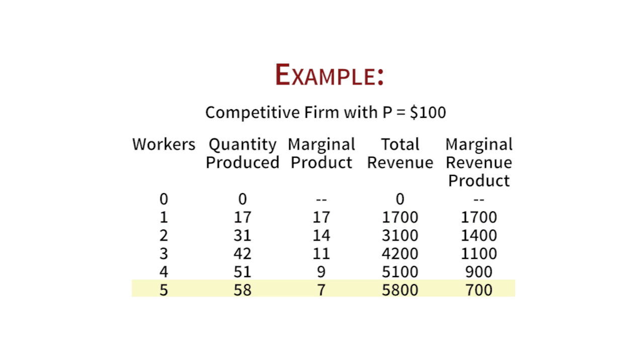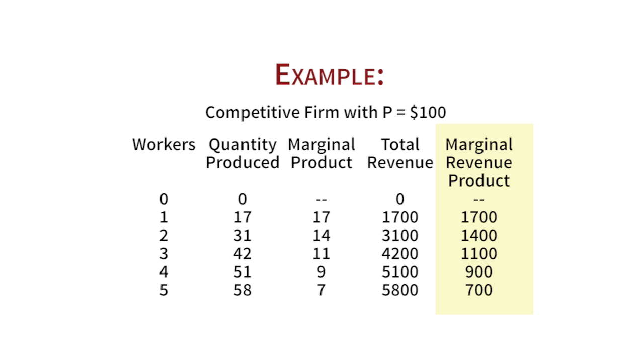Go to the bottom row of the table. If there's 5 workers and the production is 58 units, multiply by 100, you get $5,800 of revenue coming into the firm. Price times quantity is revenue, and there you see it right there in the 4th column. Now, the new concept, which we want to look at to get the labor demand, is the 5th column. It's called marginal revenue product.